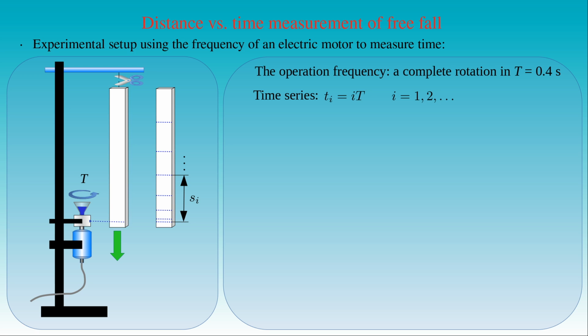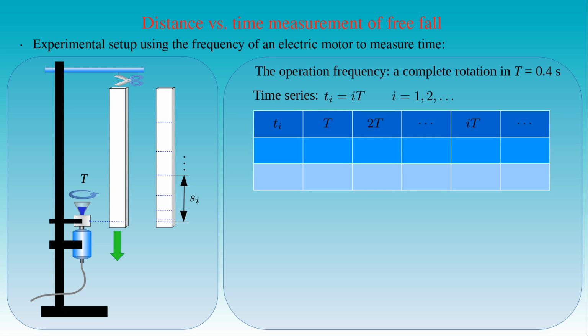Then the first row of the table will contain the elapsed time t_i. That is, t, 2 times t, ellipsis, i times t and so on. The second row of the table gives the measured distances s_i. That is, s_1, which is the distance between the first stripe and the second one, s_2, which is the distance between the first stripe and the third one, and so on. In the last row of the table we compute the ratio of the distance s_i to the square of the time t_i. That is, we have s_1 over t_1 squared, s_2 over t_2 squared, and so on.